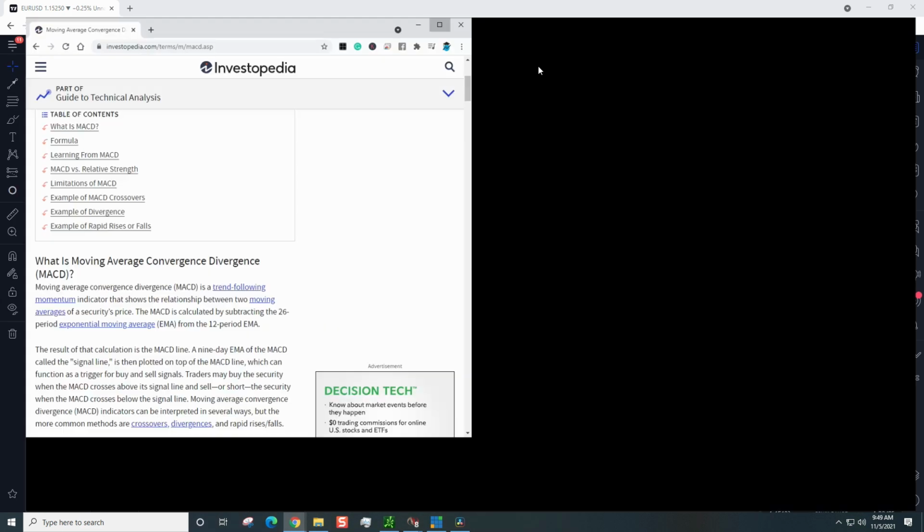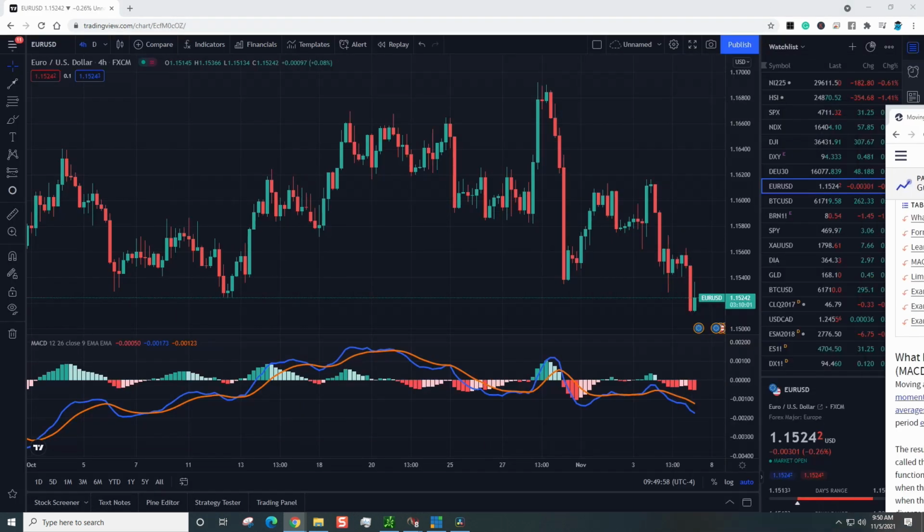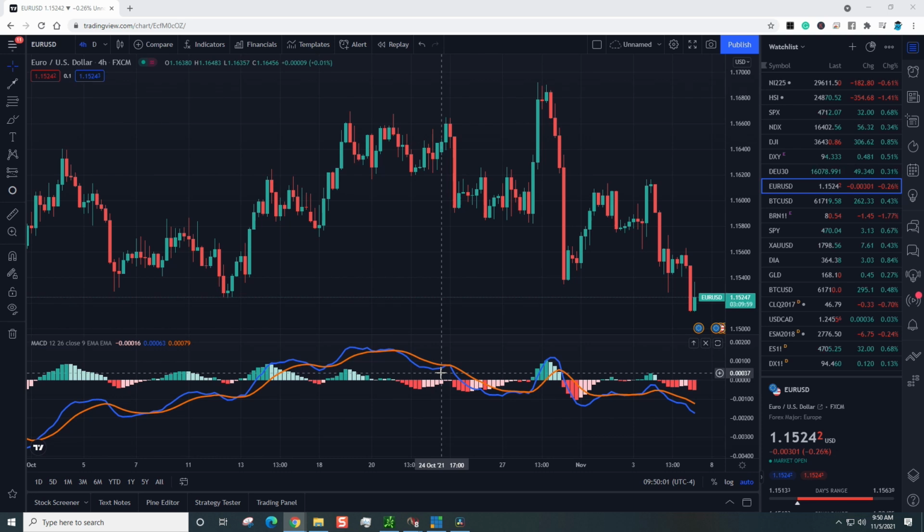Well, if we come over here to Investopedia.com, the moving average convergence divergence, that's what MACD stands for, is the 26 period EMA subtracted from the 12 period EMA. That's what gives us this blue MACD line. The signal line is a 9 EMA of the actual MACD line. So very, very simple. It's a momentum based strategy.